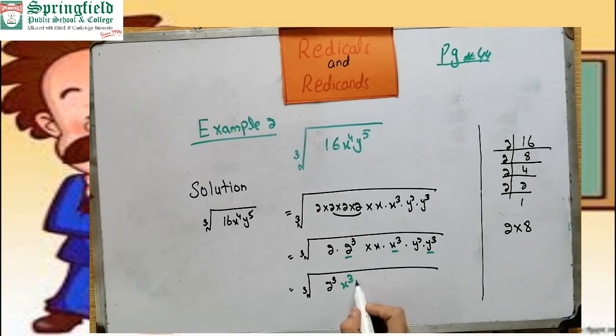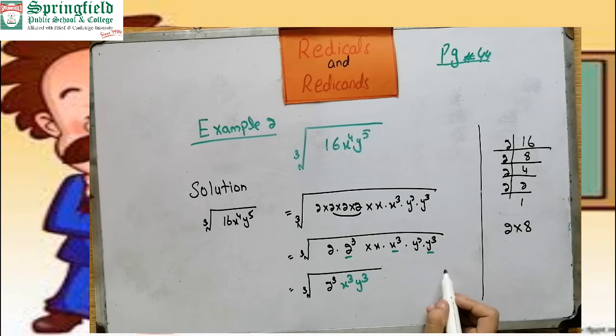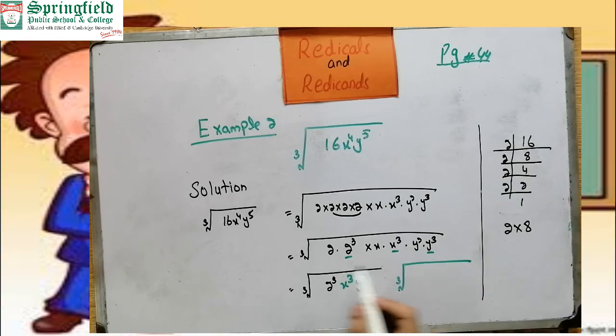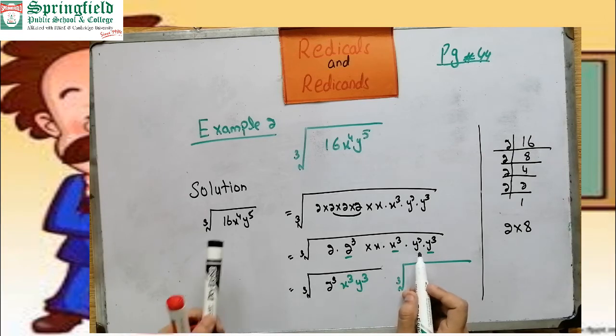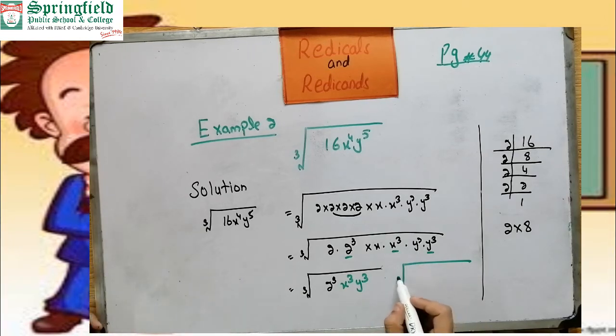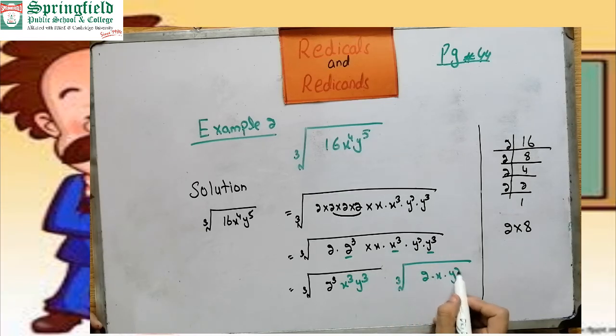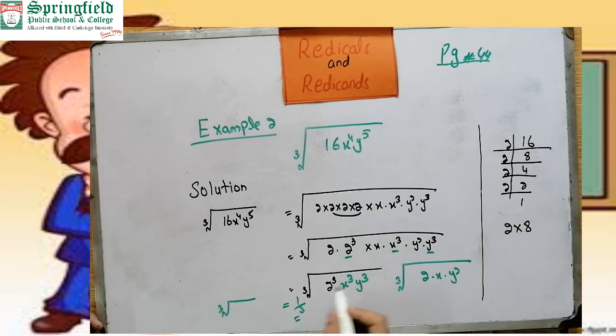So we can write 2 cube x cube y cube, and then write the other factors of this 16x^4 y^5 in the other cube root. It can be broken. So 2 into x into y square. As we know that the value of the cube root is 1 by 3. So put the value of the cube root here because they can be cancelled. So 2 cube x cube y cube and 1 by 3, and this can be written the same.